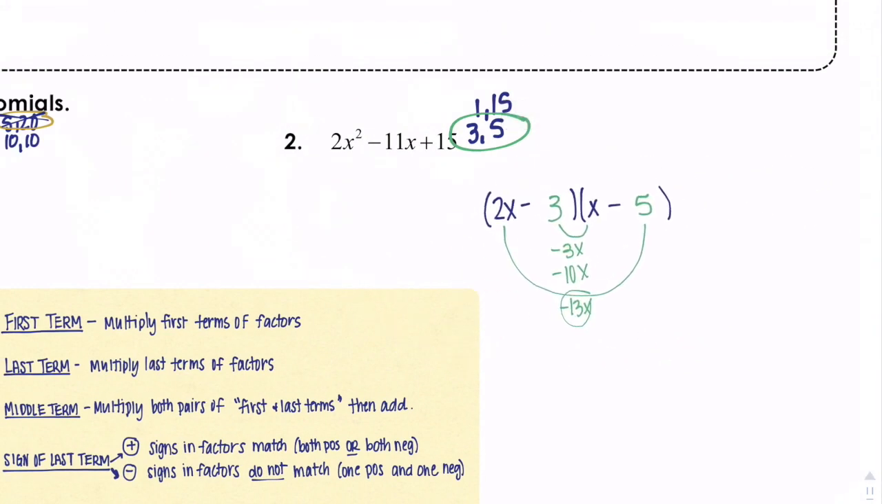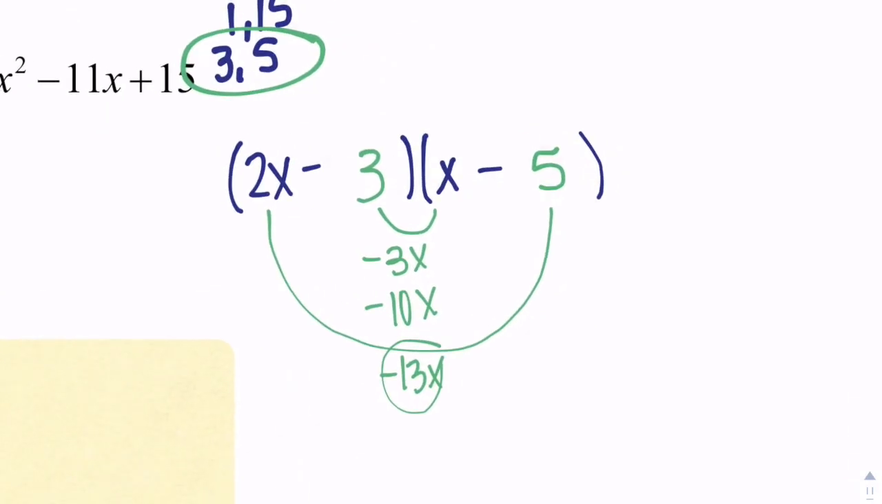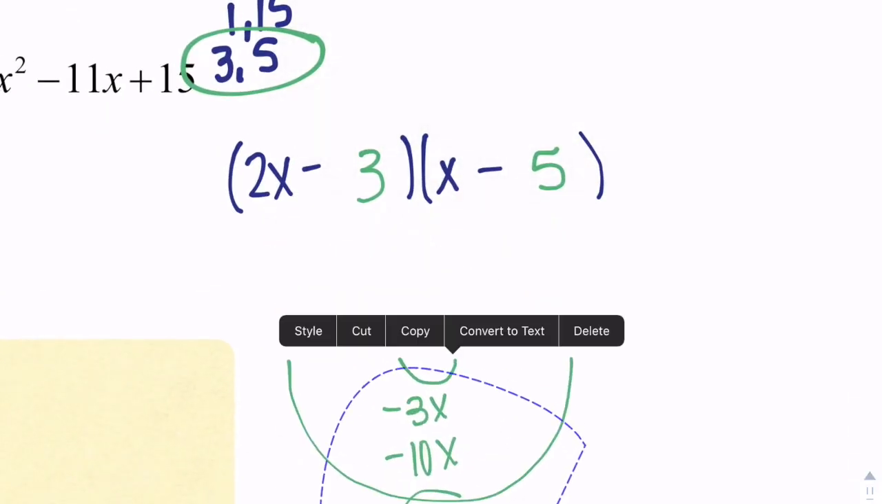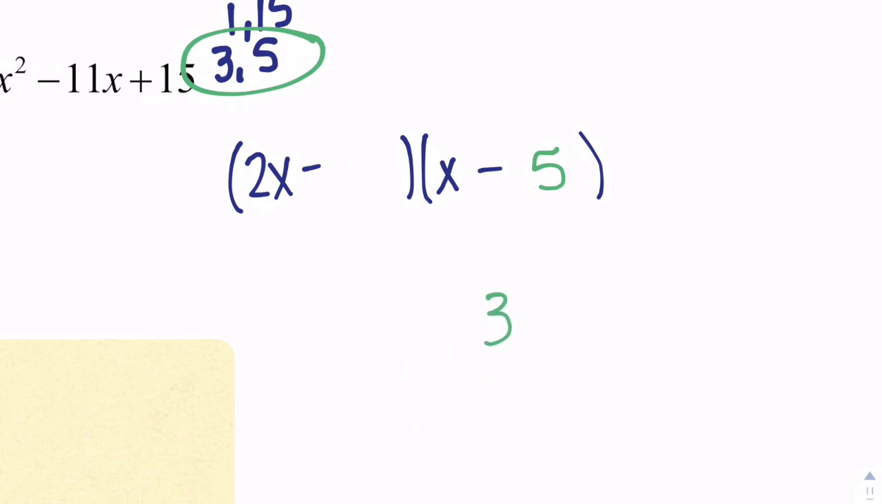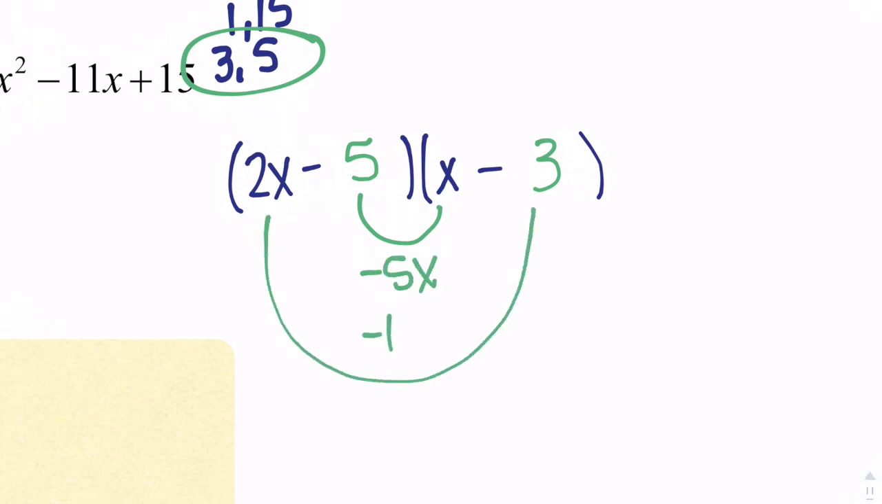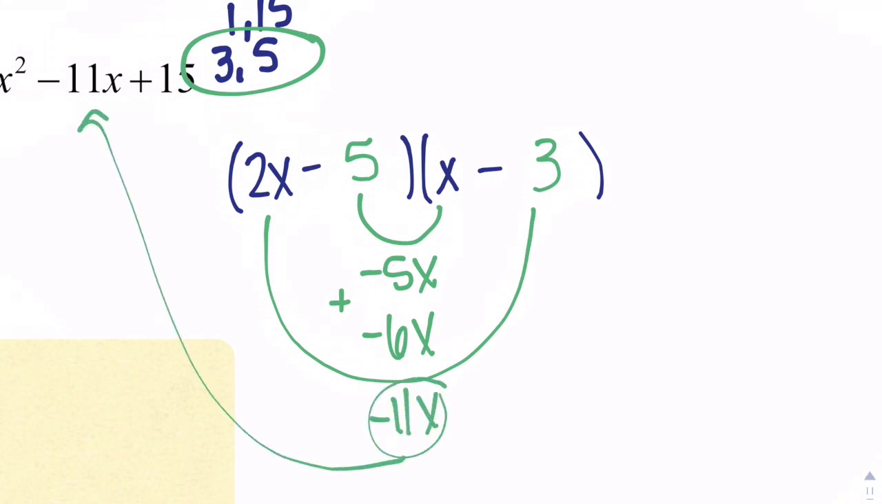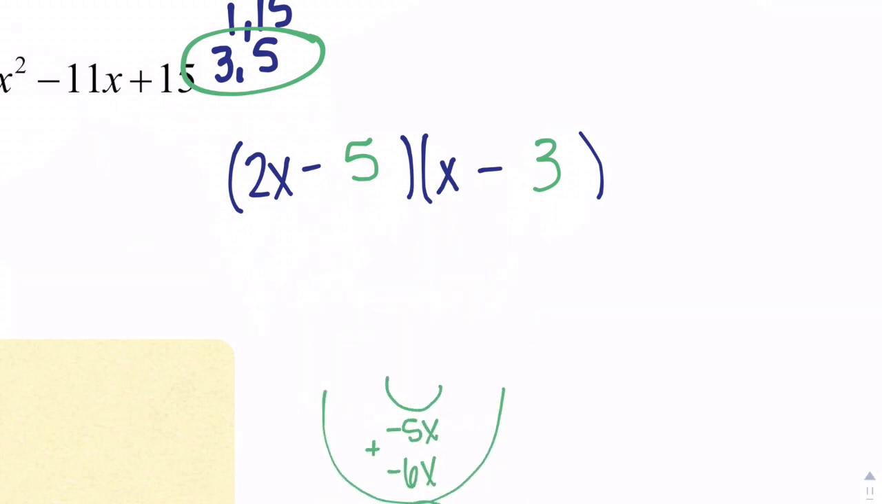So rather than trying 1 and 15 right away, this is what I would do. I would just switch these, because you might get a different answer, because we'll multiply different things. Negative 5 times x is negative 5x. Negative 3 times negative 2 is negative 6x. And you add those together, you get negative 11x. Does that match my middle term? Yes, it does. So that means that this right here is how you factor that polynomial.